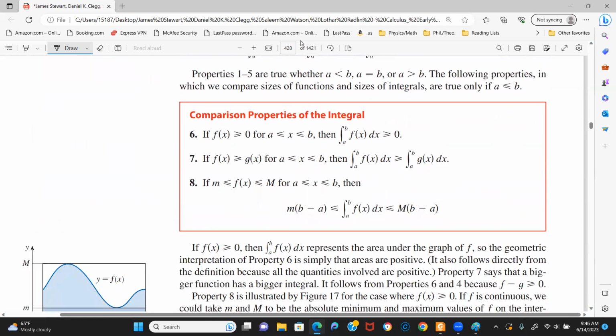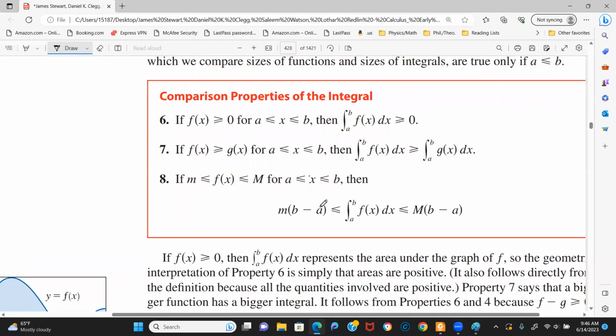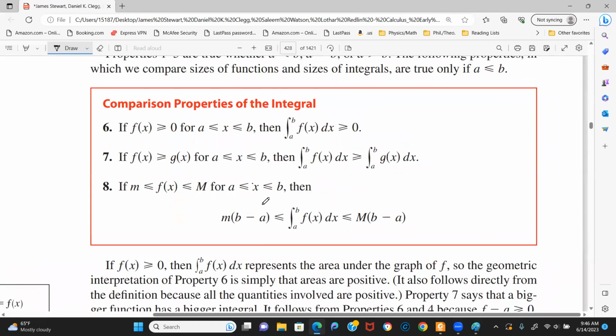So I'm going to just skip B. And then here's another. I don't know if this is going to come up a whole lot, but here are some properties of integrals. These are comparison properties. So this one kind of makes sense. If you have a function, and if the function is positive, then what this says is that its integral is positive because you're talking about an area.